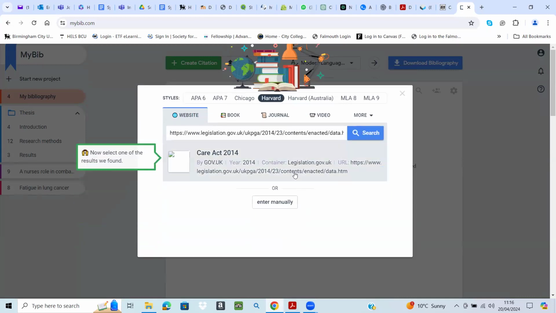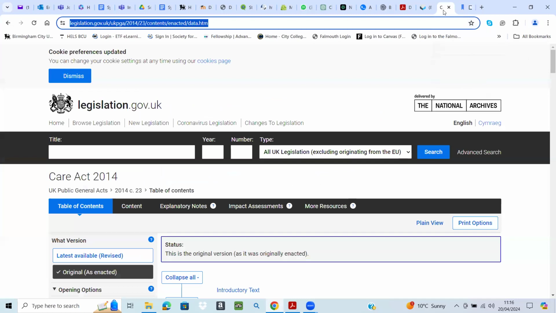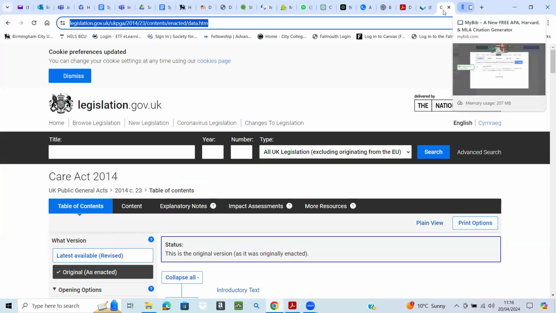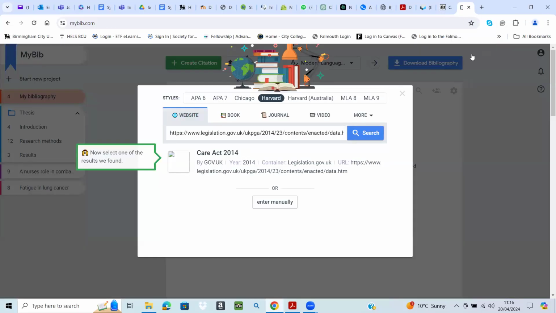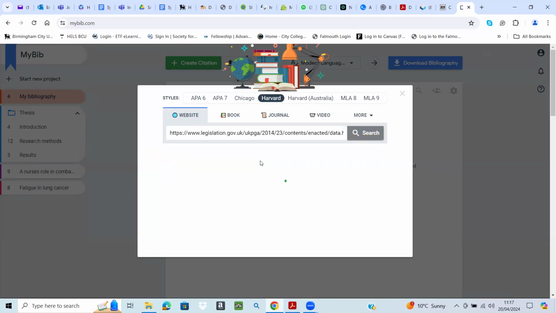Now it has given us the information that this is related with the CARE Act 2014 by gov.uk. So this is the same website we have used to gather the information or the content which we have written in our own words. Make sure that you don't copy paste it. Always, we need to write it in our own words. We need to paraphrase it. So we will click onto it.